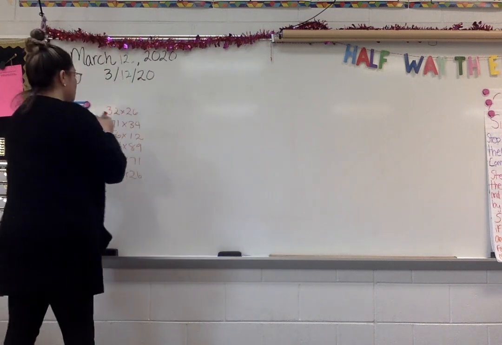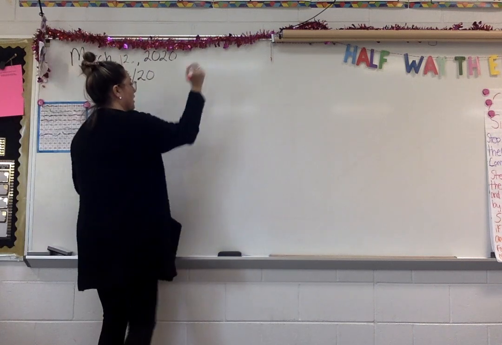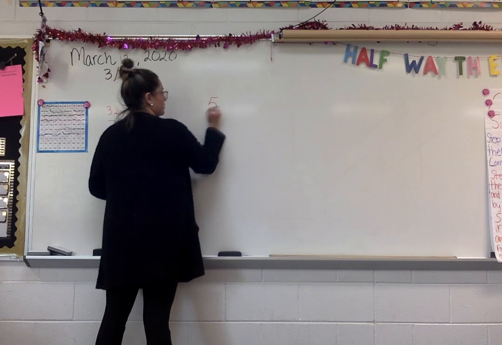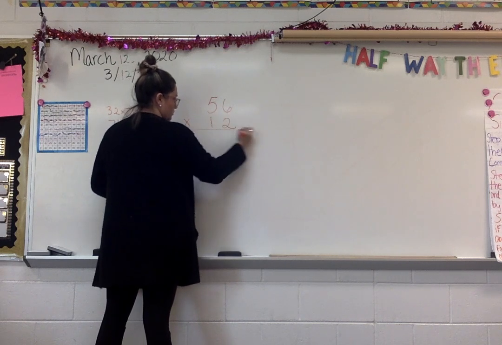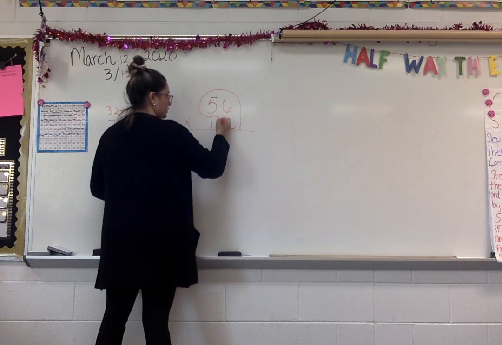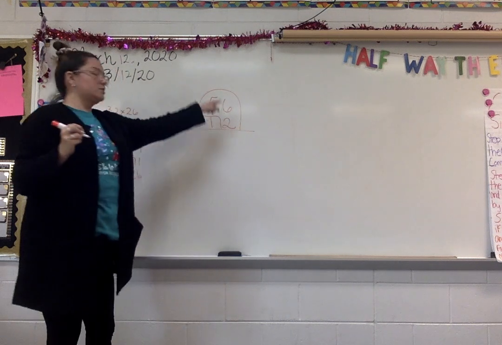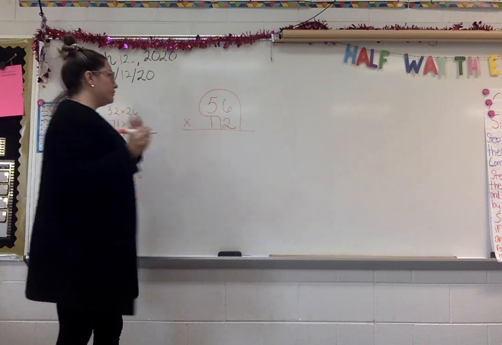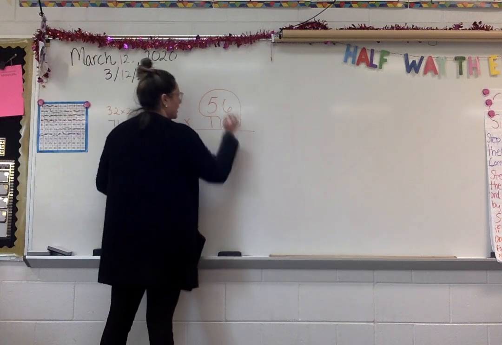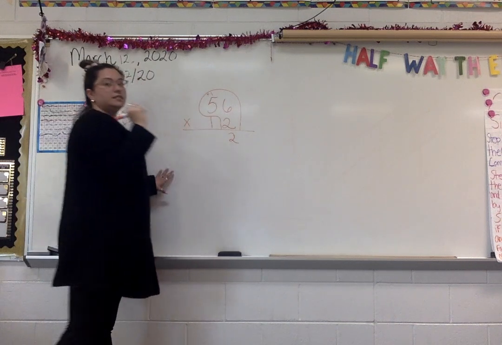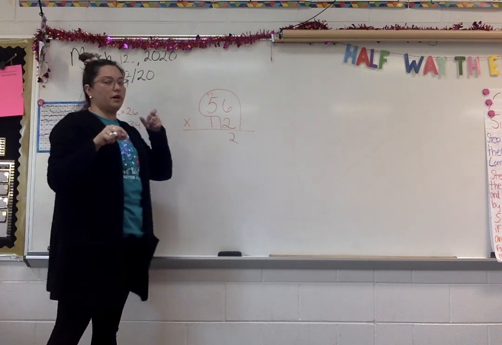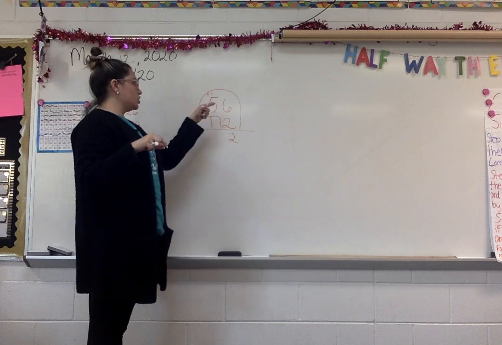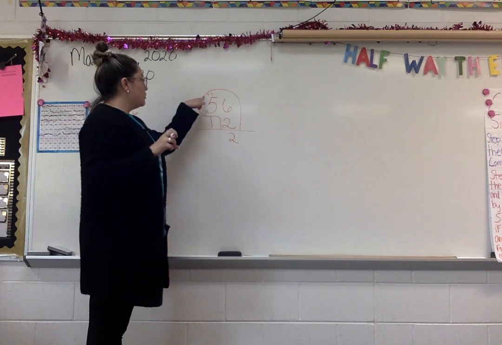Okay, so let's go. 56 times 12 is our next one. So 56 times 12. So again, we'll start with turtle head. Okay, so 2 times 6 is going to give me 12. So I'm going to put my 2 and carry my plus 1 inside the turtle head. Make sure it's inside because it goes with our first number. Okay, then we have 5 times 2, which would give us 10, plus 1 is 11.